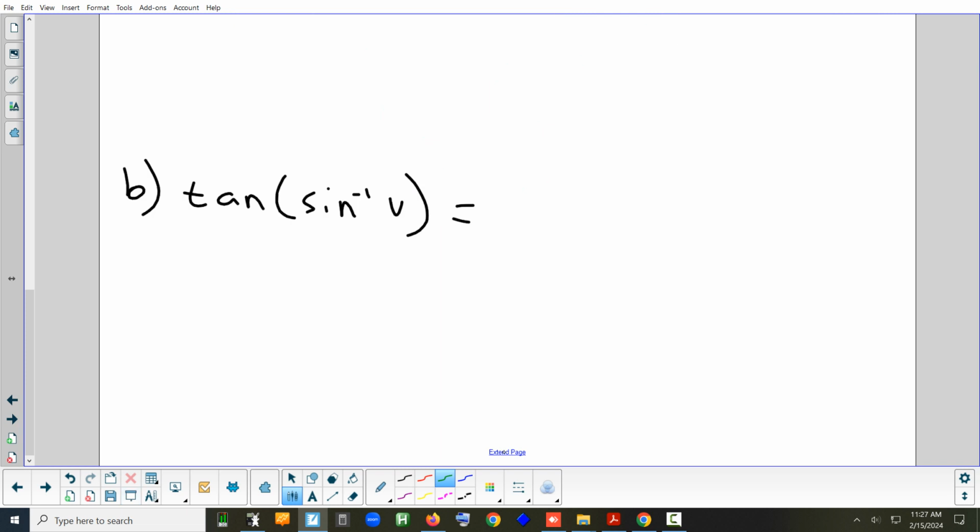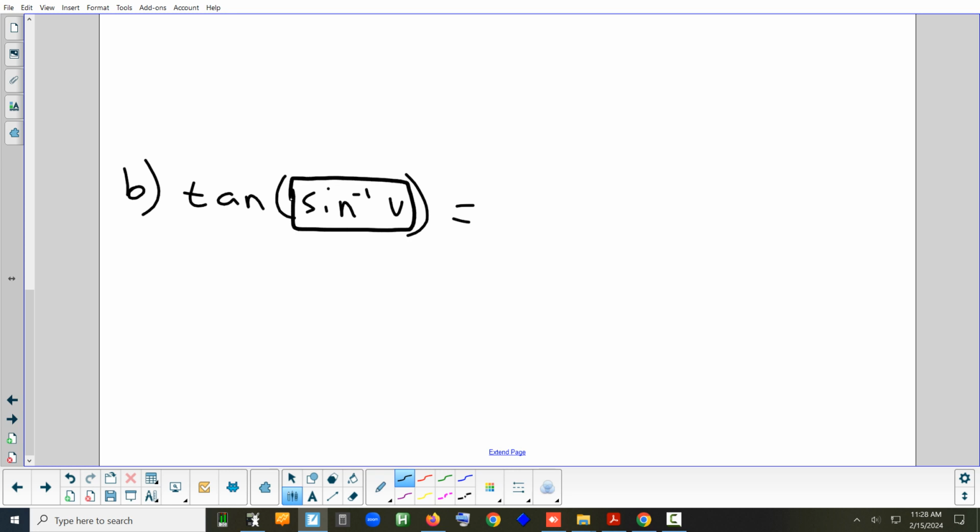The tangent of the inverse sine. So there's a way to do this calculation without using any of this trick. It's probably going to have a square root in it. Usually it has a 1 and a minus something squared. But we've got to figure out what it is. So what function do we always start with? Start with the inner.